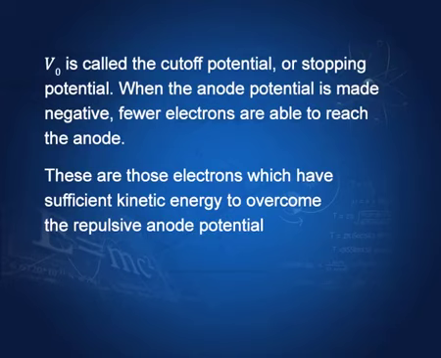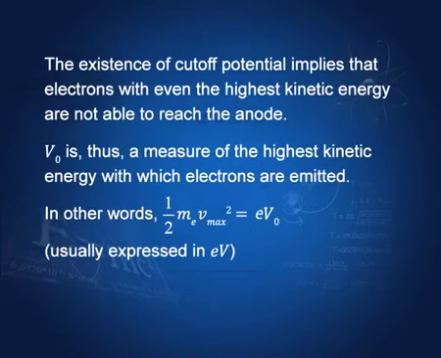When the anode potential is made negative, fewer electrons are able to reach the anode. These are those electrons which have sufficient kinetic energy to overcome the repulsion between the electrons and the anode. The existence of cutoff potential implies that electrons with even the highest kinetic energy are not able to reach the anode, as I said earlier. V0 is thus a measure of the highest kinetic energy with which the electrons are emitted. In other words, we can write the maximum kinetic energy, half m v max squared, is equal to e V0, where V0 is the cutoff potential.